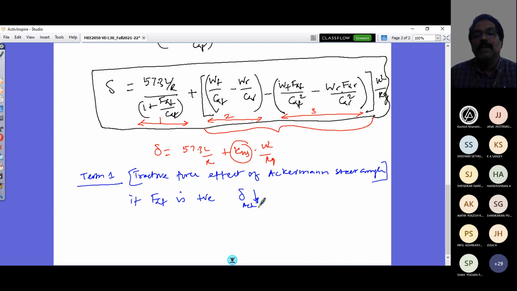Right? Ackermann steering means this term would go to 0 when it is neutral steer effect. Then we will have only this, so this is brought down. So the steering angle part from Ackermann, I just call this term now delta Ackermann, with subscript ACK. So this term is brought down.